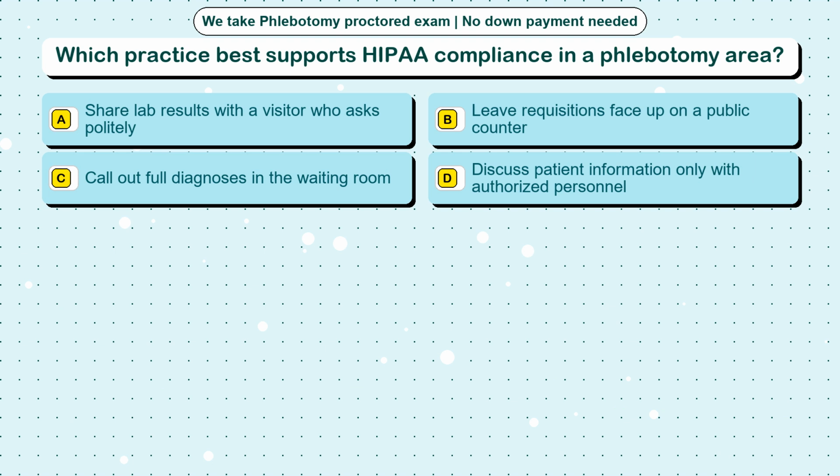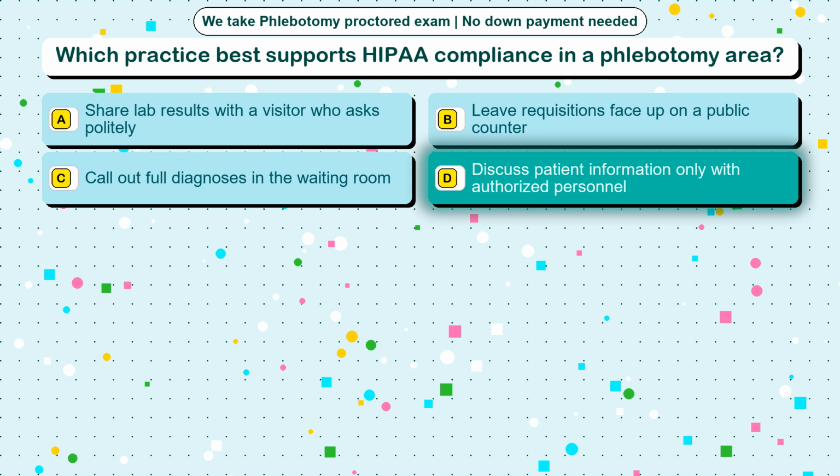Question 26. Which practice best supports HIPAA compliance in a phlebotomy area? Option A, share lab results with a visitor who asks politely. Option B, leave requisitions face up on a public counter. Option C, call out full diagnoses in the waiting room. Option D, discuss patient information only with authorized personnel.